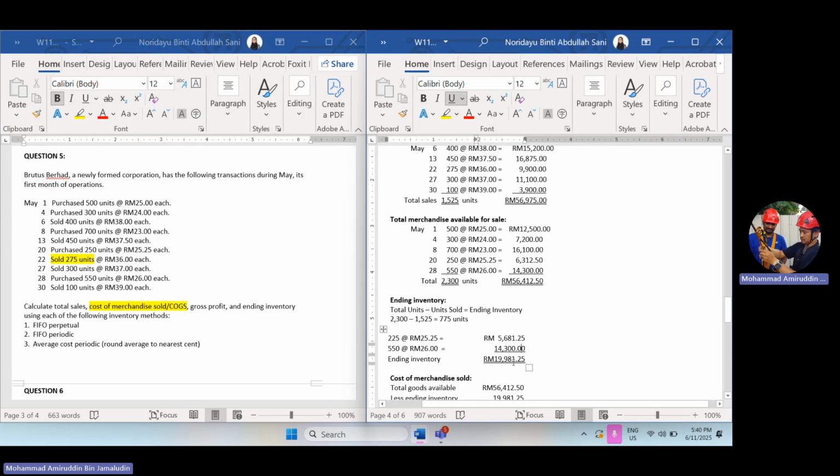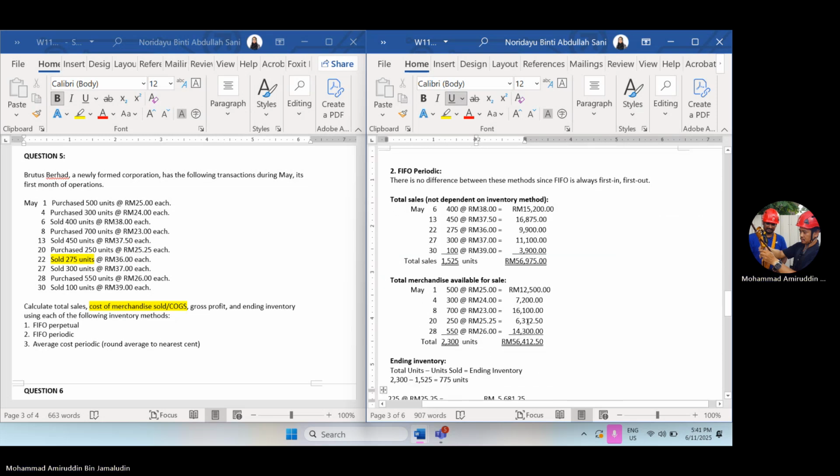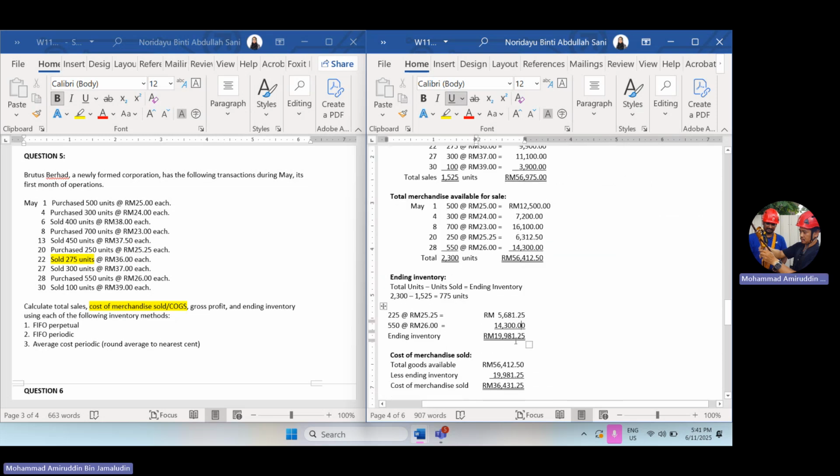You see, whether I use periodic or perpetual, this is perpetual, same amount. 9981.25 because we use FIFO.